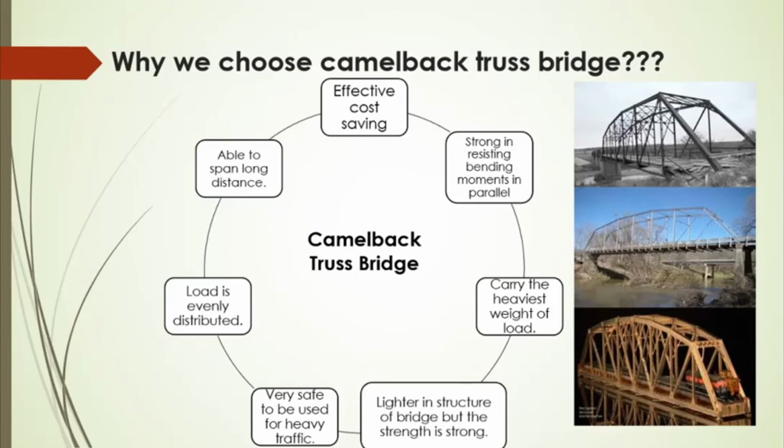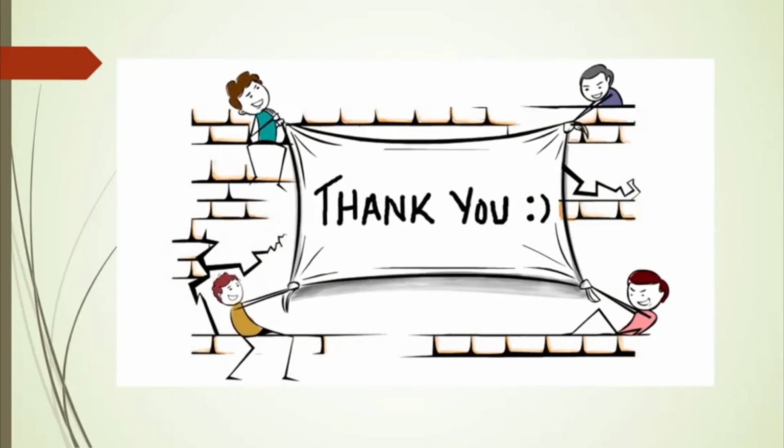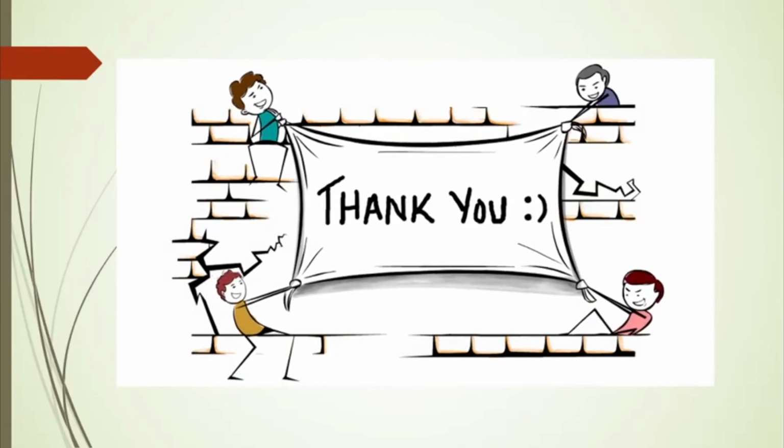Besides, the camelback truss bridge is able to span long distances without affecting its strength. It is also a lighter structure compared to other bridge designs such as arch bridges and suspension bridges due to the less material being used. So, we decide that the camelback bridge is the most suitable and strongest truss bridge design. That's all the presentation from our group. Thank you.